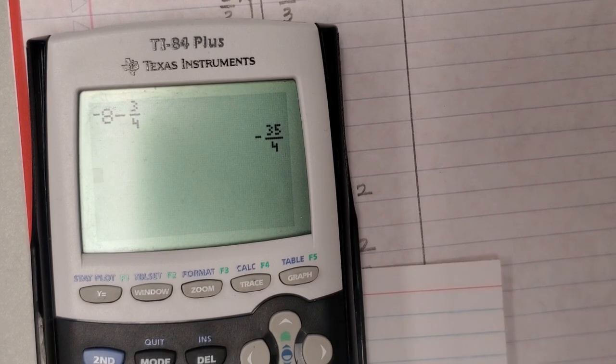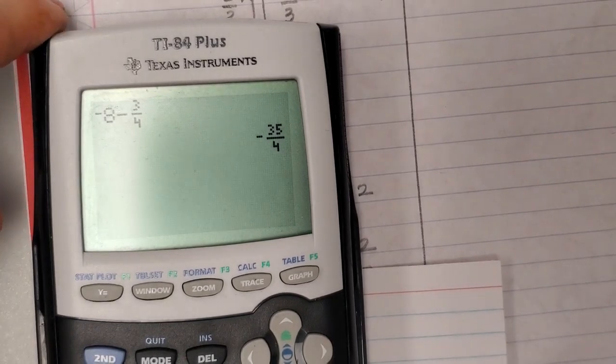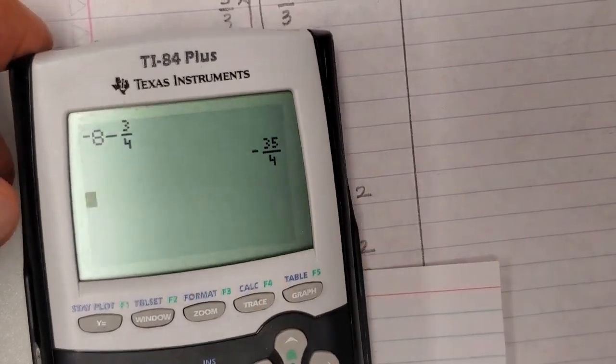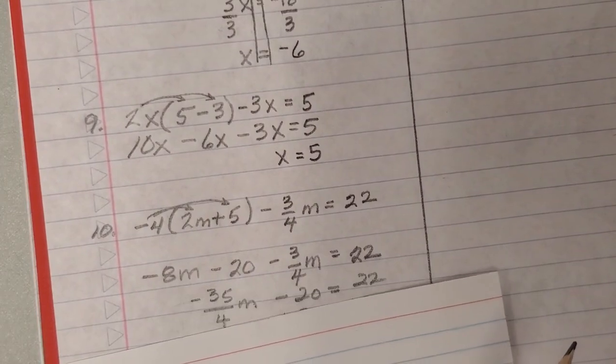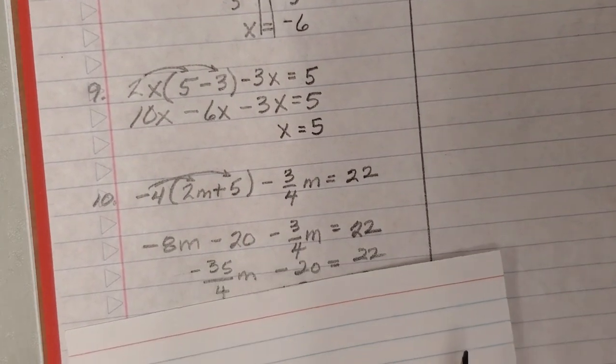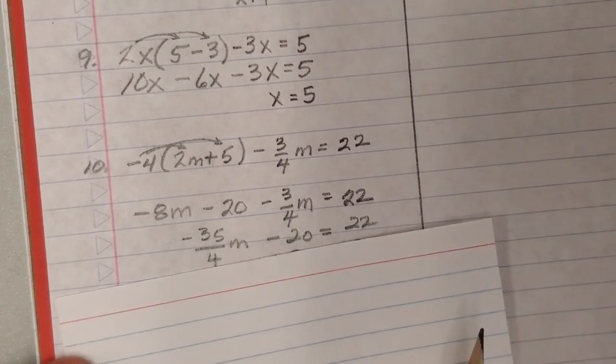Mastering your calculator in 3 years helps you on the ACT test, 60 questions in 60 minutes. That's your ACT test if you want to go to college, or your SAT. Okay, math and English. So you got negative 35/4 x minus 20 equals 22. Yes?